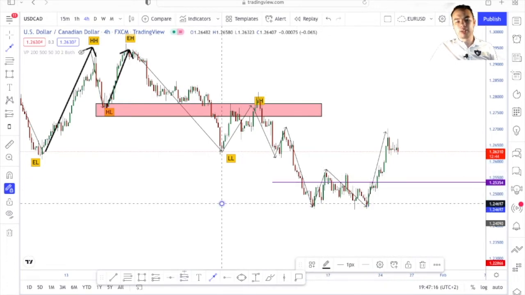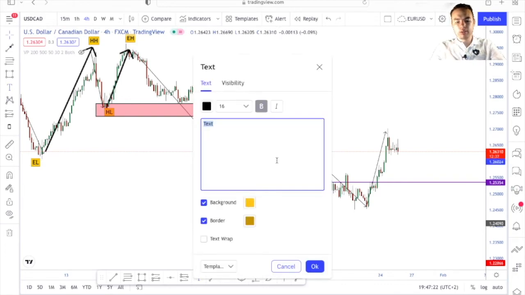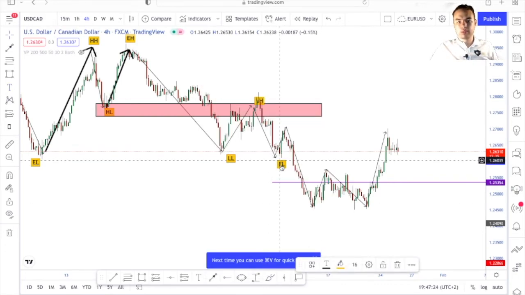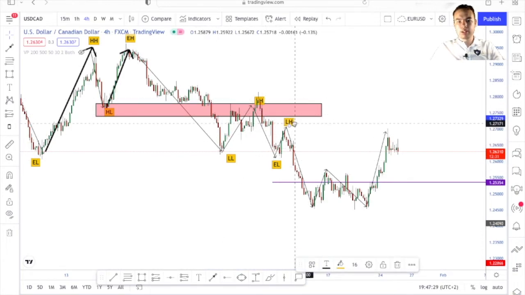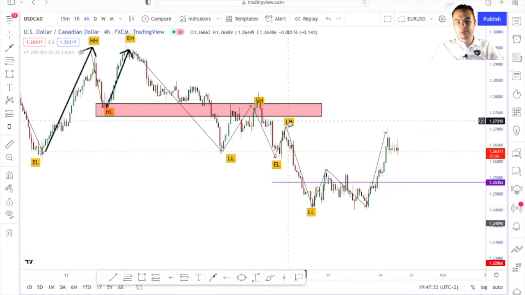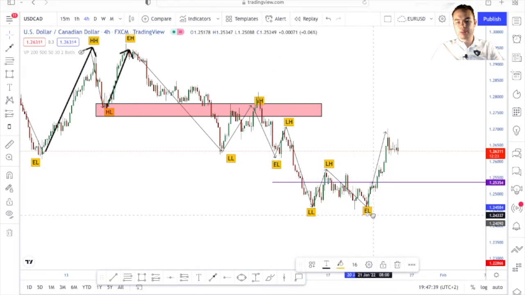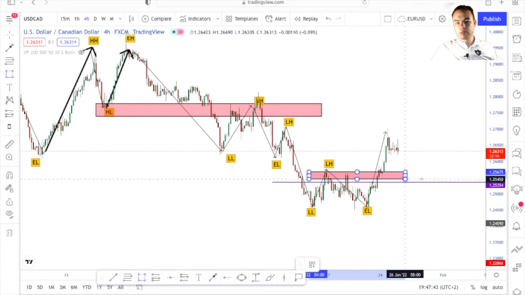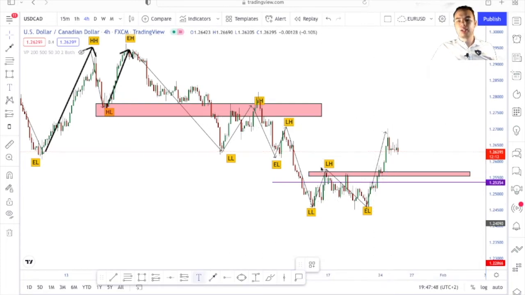So what's going to happen is, let me just write out the names. This is an equal low, lower high, lower low, lower high, equal low, right? Price pushed above that previous market structure, the lower high, and now forms the higher high.